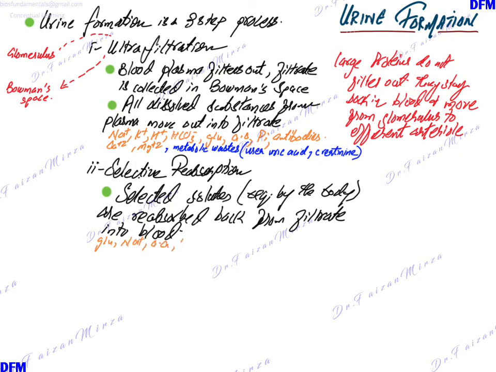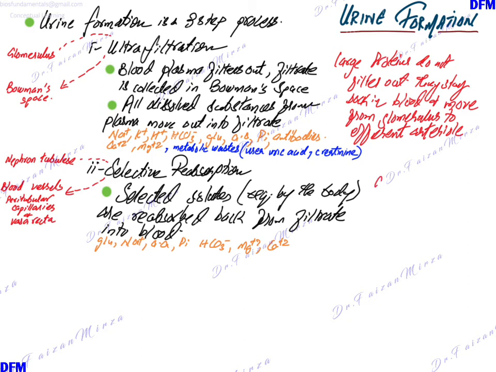For example, glucose and sodium and amino acid, inorganic phosphate, bicarbonate ion, magnesium, calcium, potassium, anything which is required by the body in the right amount will be reabsorbed from the nephron tubules into the blood vessels, which include the peritubular capillaries and the vasa recta. This is carried out by the process of active transport as well as passive transport along the epithelial cells in the nephron.